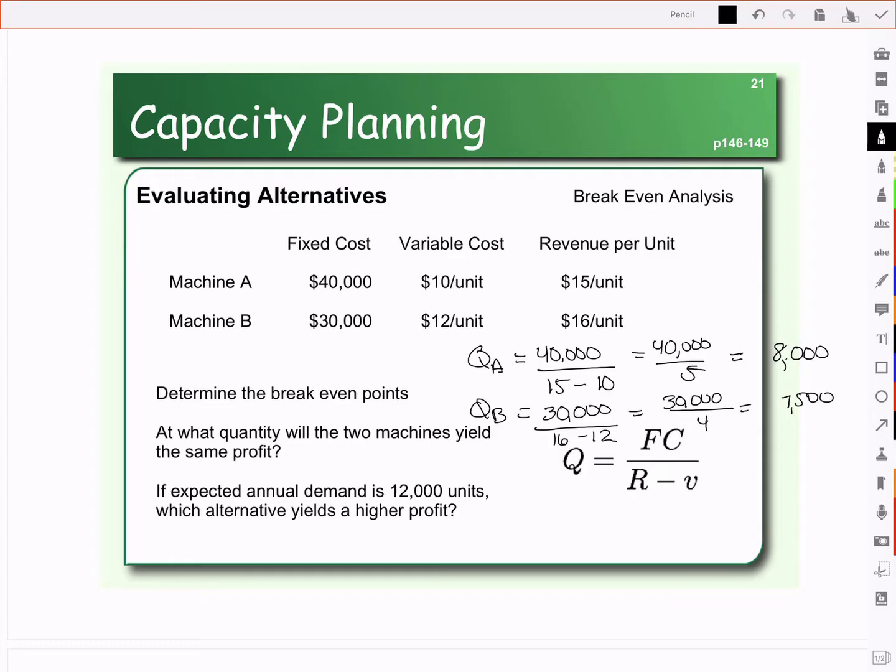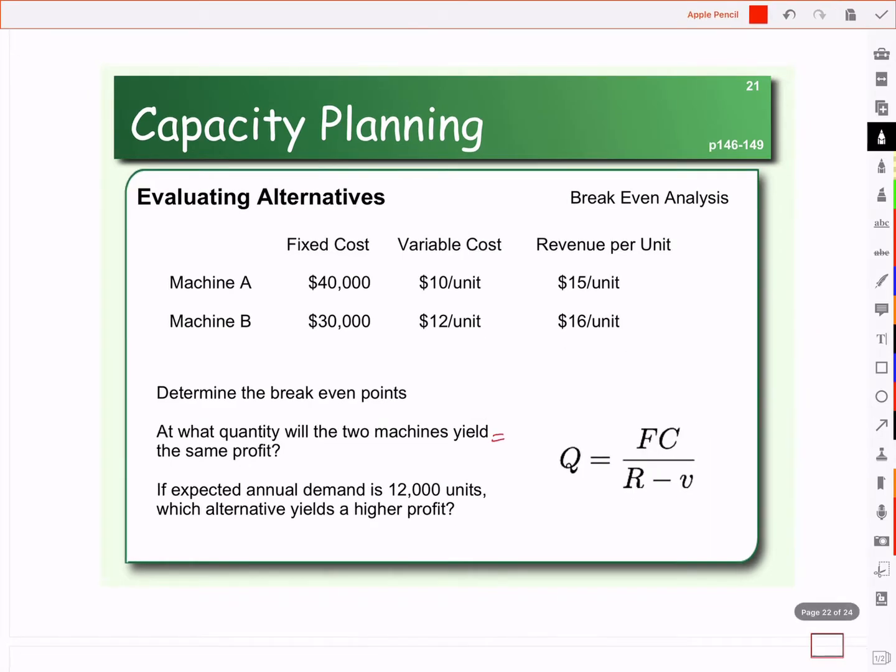Well, so what does this mean? This means if our forecasted demand was, say, 7,800, we would be better off going with machine B because machine B breaks even at 7,500 and machine A doesn't break even until we hit 8,000 units produced. So if the forecasted demand is somewhere between 7,500 and 8,000, we should go with machine B.